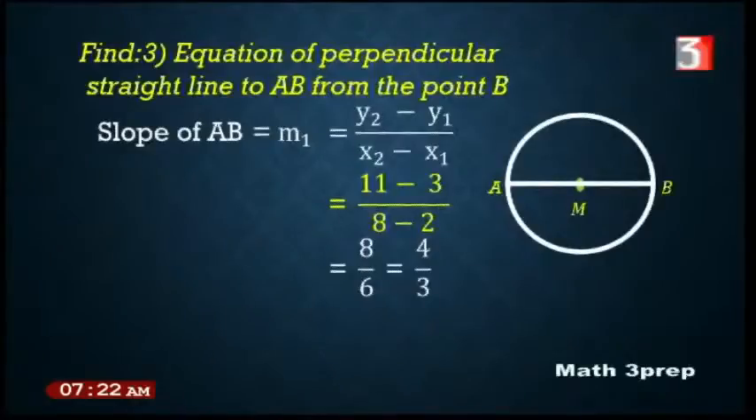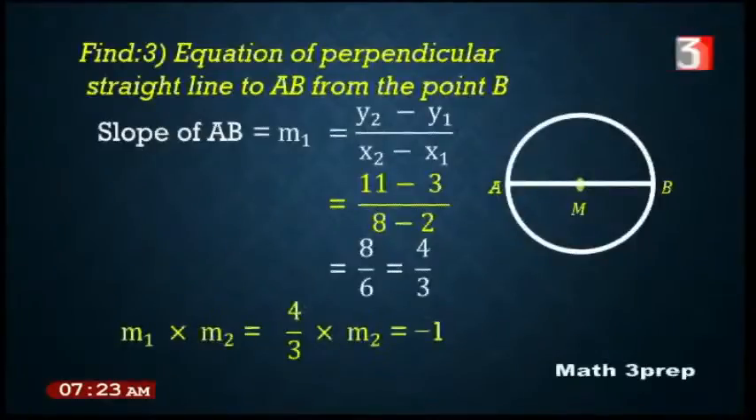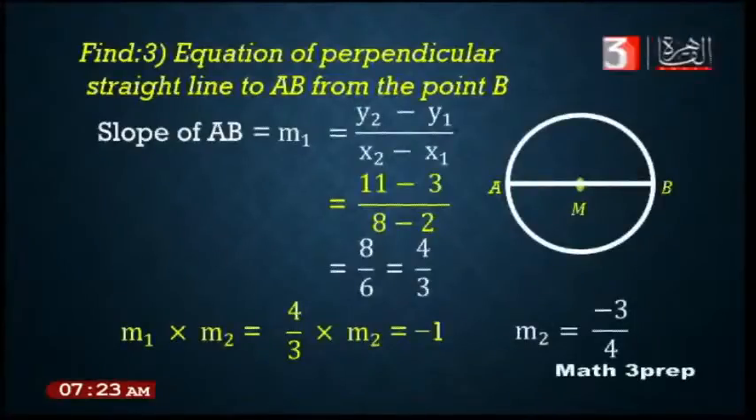I want the equation of the straight line perpendicular to AB. So you must find the perpendicular slope. All of you know that if two lines are perpendicular, the product of their slopes equals -1. So m1 times m2, which is 4/3 times m2, equals -1. By dividing both sides by 4/3, you are going to obtain a value for m2 as -3/4. So we can say that the slope of the required line is -3/4.